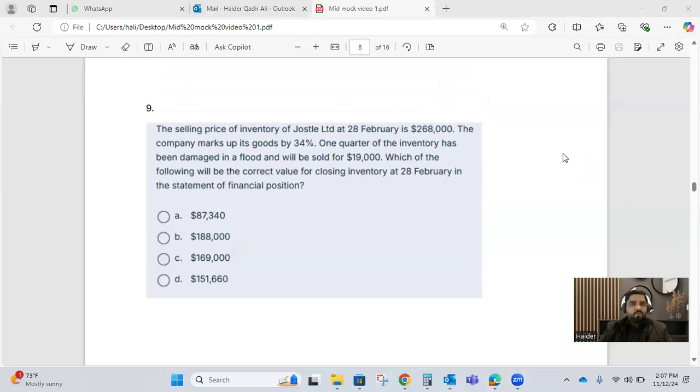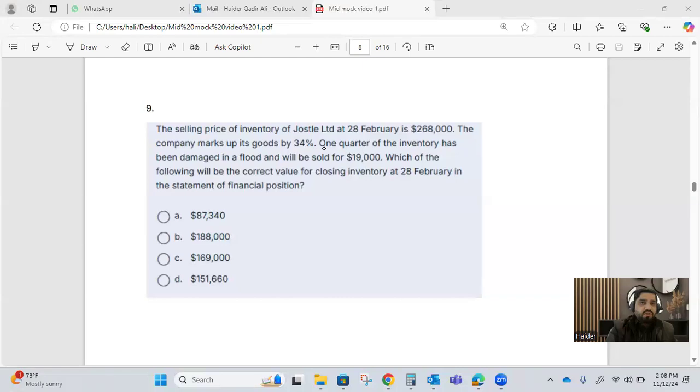So let's begin our question number 9. And this is one of the most important questions in terms of trickiest questions. The selling price of inventory is given to you, $268,000, and the company marks up its goods by 34%. So you need to understand the difference between markup and margin. I think you have already gone through this topic.